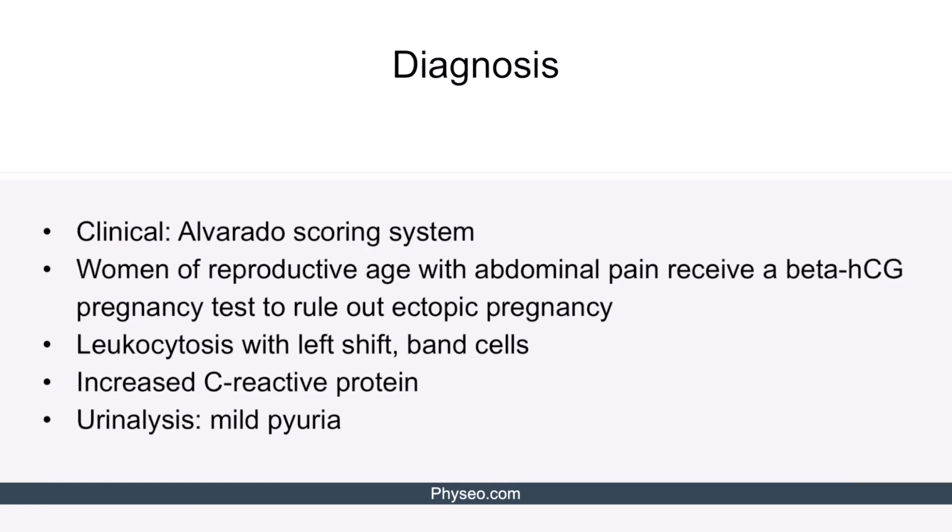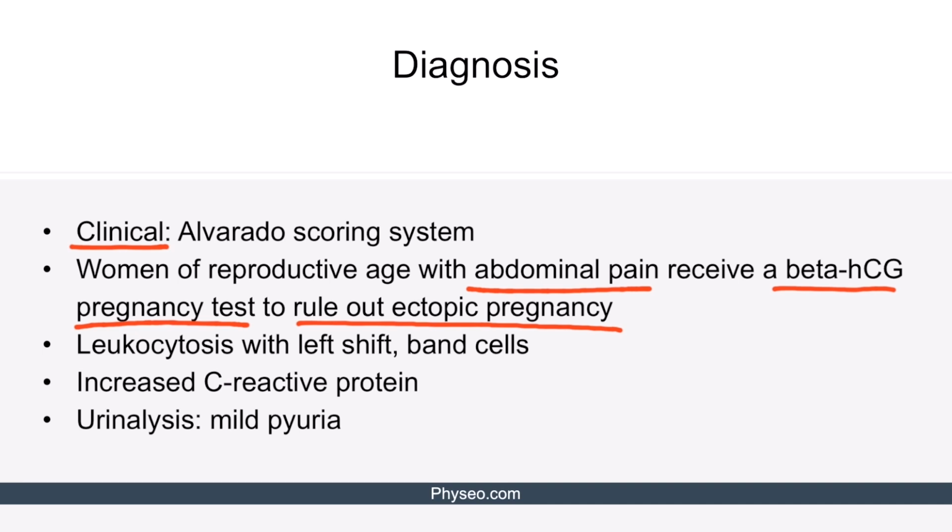Acute appendicitis can be diagnosed clinically. The Alvarado scoring system is often used by the clinician, which we will discuss on the next slide. When a female patient comes into the ER with abdominal pain, a beta-HCG pregnancy test is done to rule out ectopic pregnancy, as it is one of the most common causes of abdominal pain in a female of reproductive age.